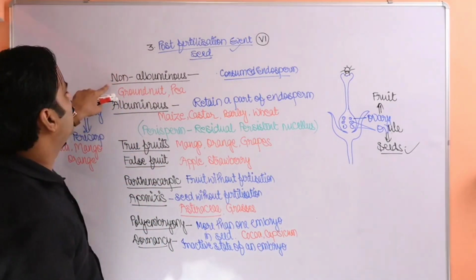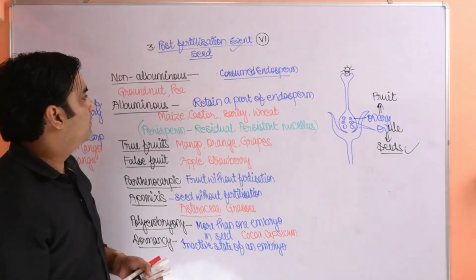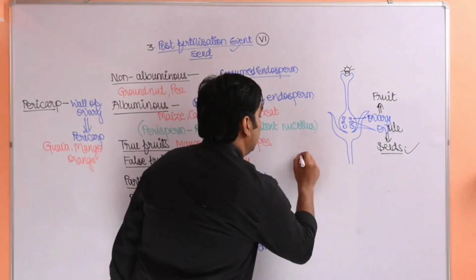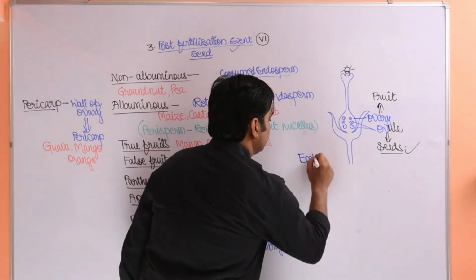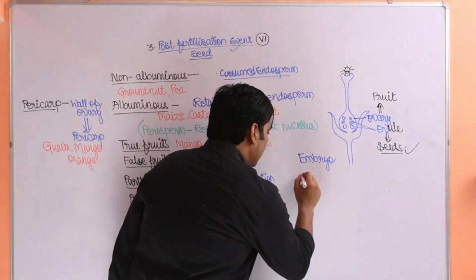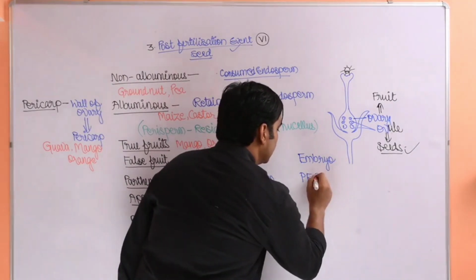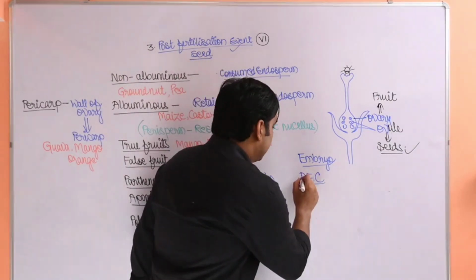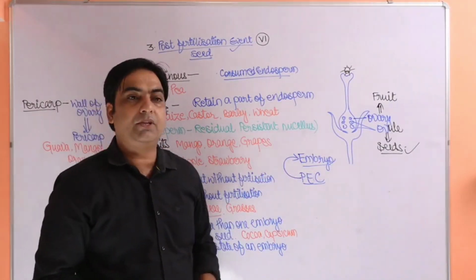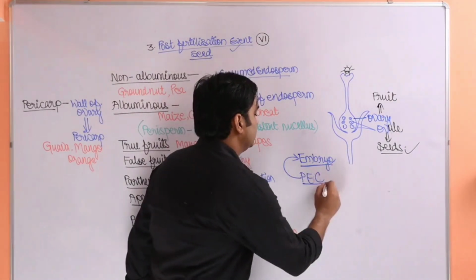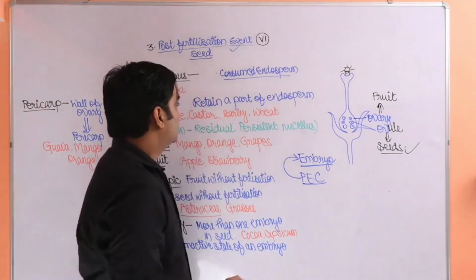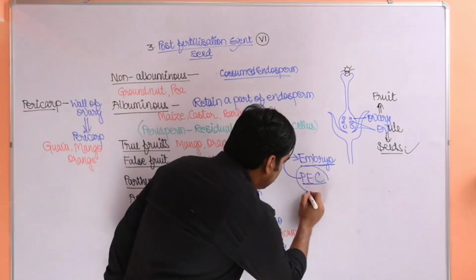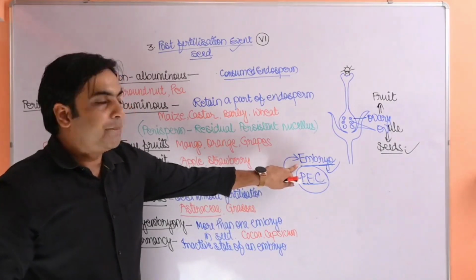Let us talk first of all about non-albuminous seeds. Non-albuminous means, as I told you already, that an embryo will be formed along with the primary endosperm cell. This endosperm cell starts giving nutrition to the embryo, meaning the development of the embryo is possible because of the primary endosperm cell. So this endosperm cell will be consumed in the development of the embryo.